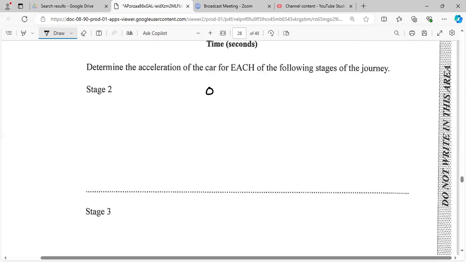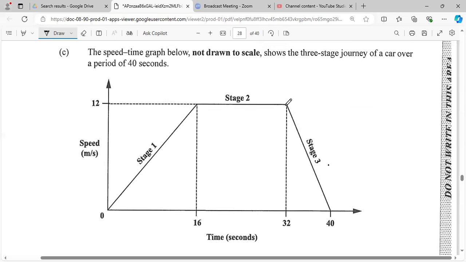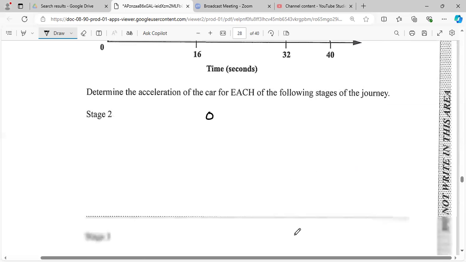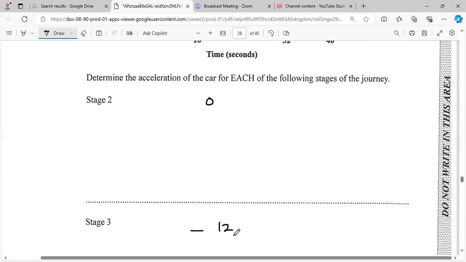Stage 3. Alright. So basically, this is stage 3. So from 32 to this would be 8. And then this is what? 12. Alright. So it's -12. This works out to what? 3 over 2? No. Yeah, 3 over 2. Which is going to be negative 1.5. Alright, so that's negative 1.5. And the unit is ms minus 2. Alright, so that we can get those marks as well.